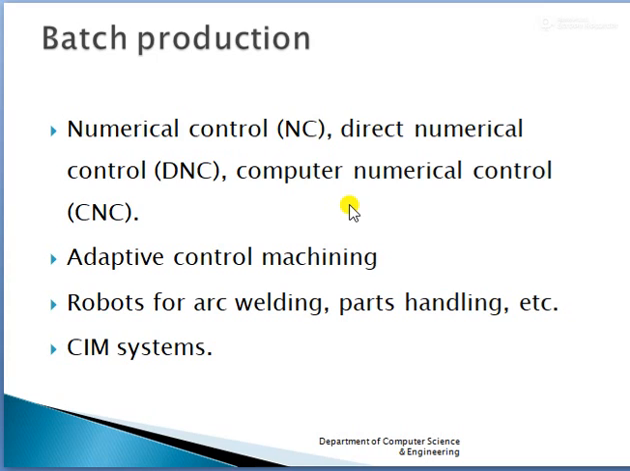what all achievements we have achieved in case of batch production are numerical control, direct numerical control, that is DNC, computer numerical control, that is CNC, adaptive control machining, robots for arc welding, parts handling, etc., and computer integrated manufacturing system. As I showed some batch production before, in textile industries in case of t-shirts, and I have shown the manufacturing of books in paper industries. All whatever is in the slides are the achievements.